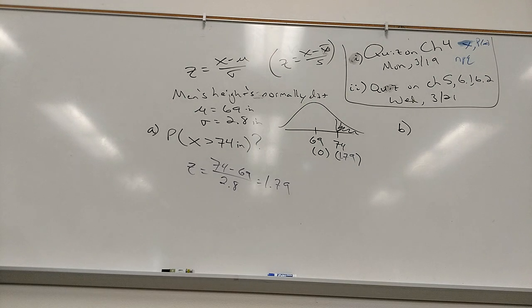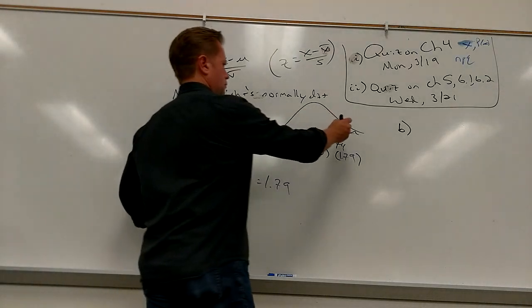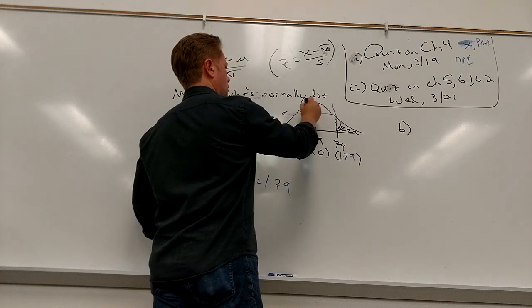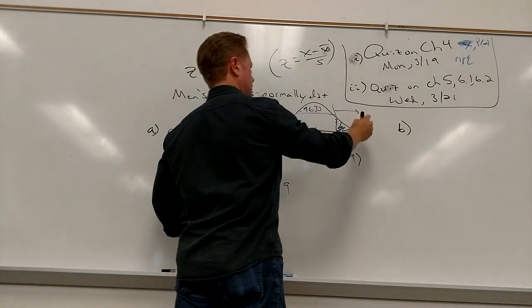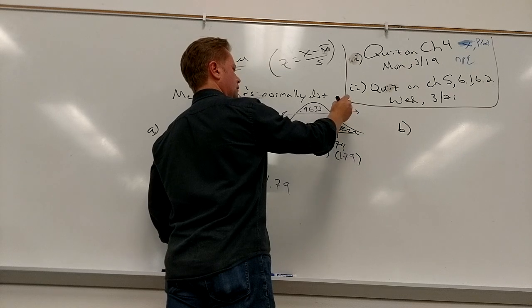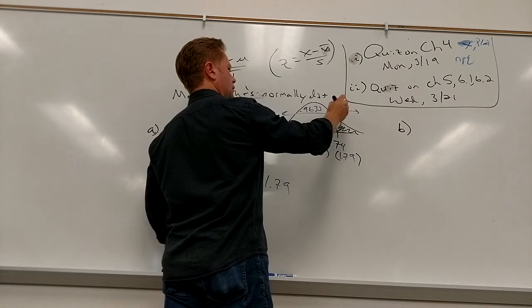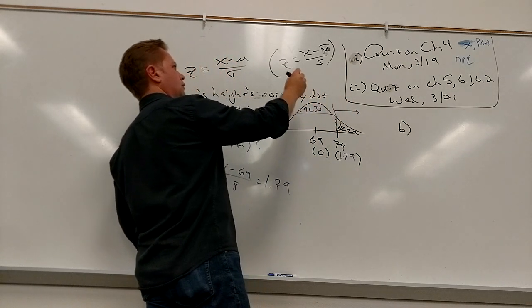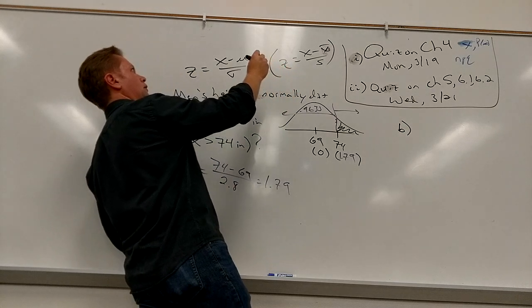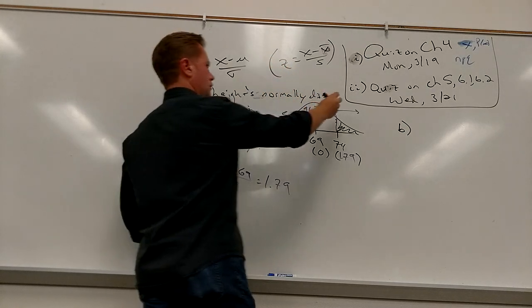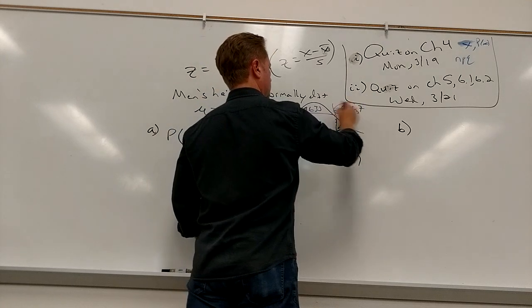What do you guys get when you look at 1.79? 0.9633? Yeah. I like it. So where's that go in the picture? Good. 0.9633. So what's this? 0.0367. Okay, cool.